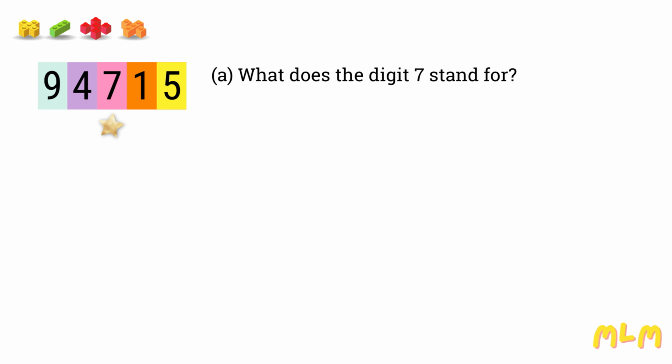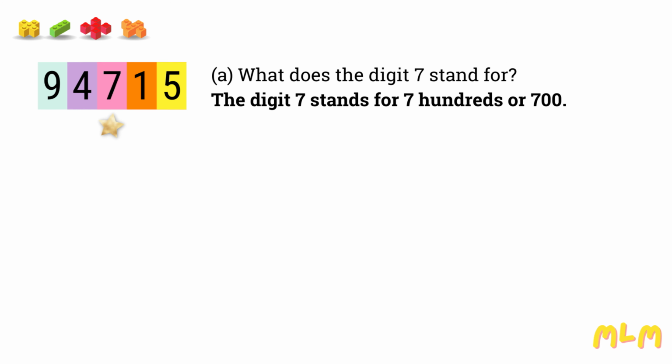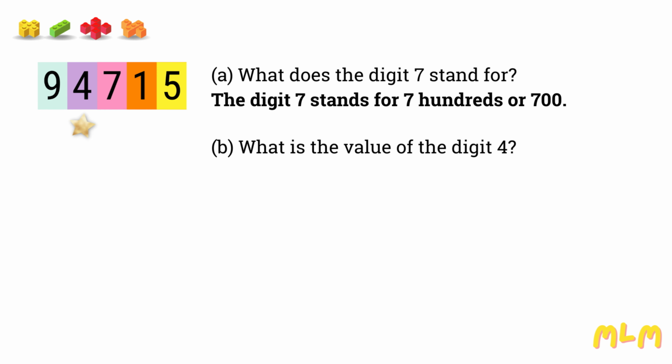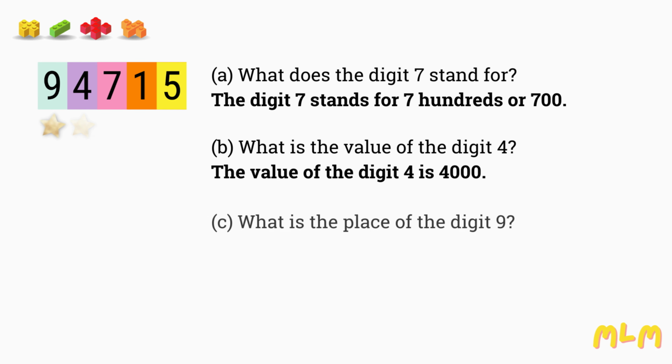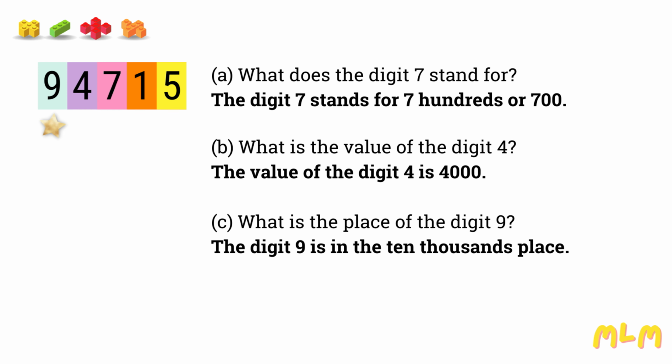In 94,715, what does the digit 7 stand for? The digit 7 stands for 7 hundreds or 700. What is the value of the digit 4? The value of the digit 4 is 4,000. What is the place of the digit 9? The digit 9 is in the 10,000s place.